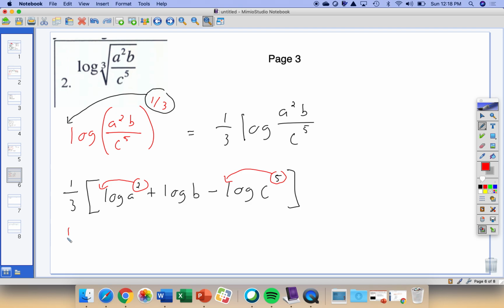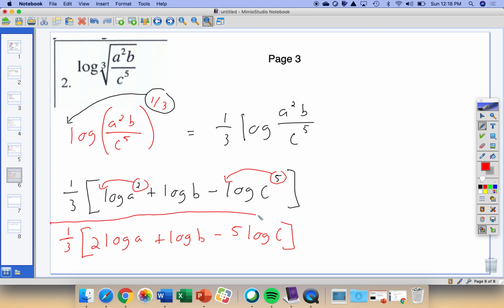So I have 1/3 on the outside multiplied by 2 times log of a plus log of b minus 5 log of c. If you want to distribute the 1/3 to everything, you can, but I'm totally cool with you leaving it just like this. I don't want to have any exponents left over with my logs. I want to put them all on the front when I'm expanding.